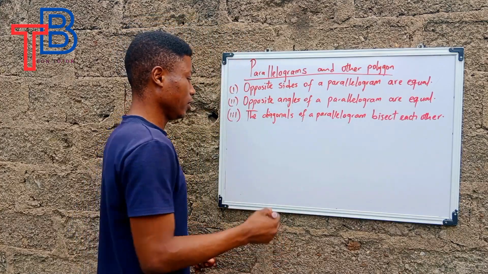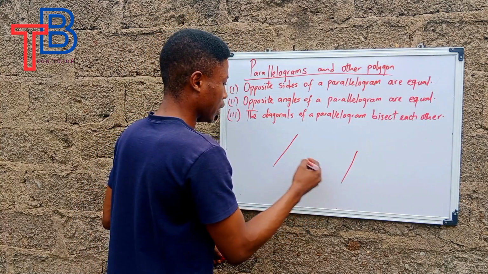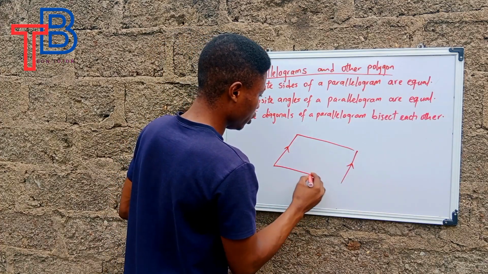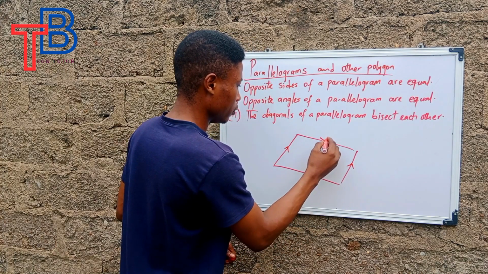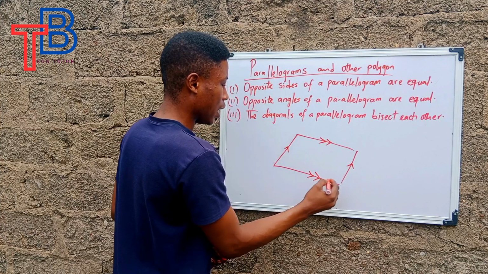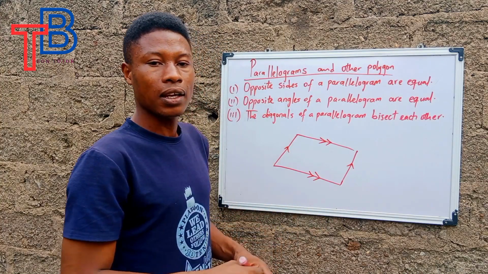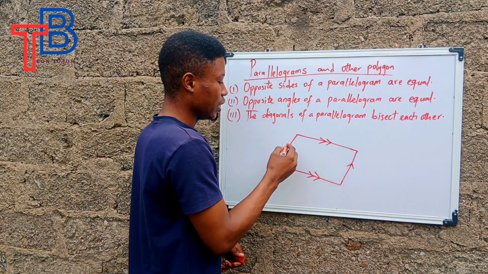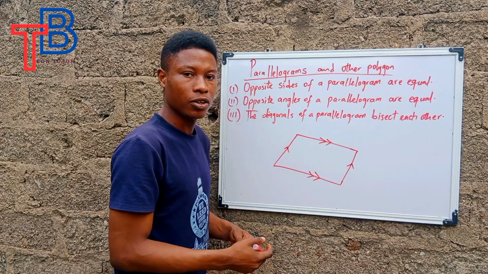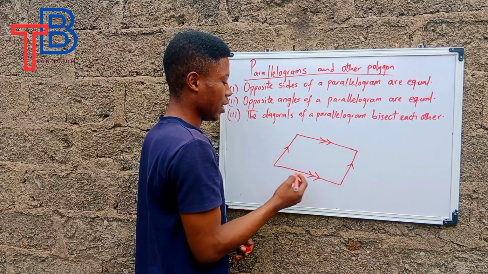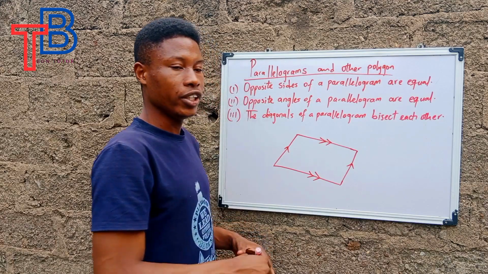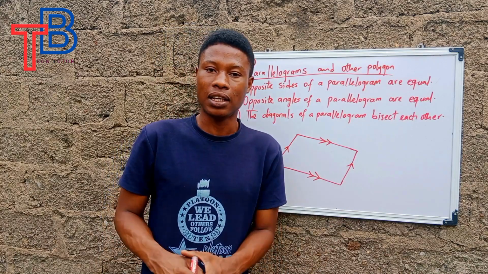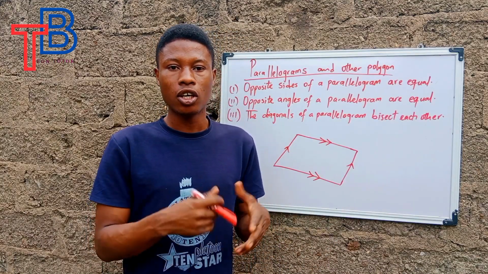What do I mean by that? It means you have two parallel lines opposite each other, and the two parallel lines will make a four-sided polygon. You can see from this shape here, the line here and the line here are parallel to each other, and also the line here and the line here are also parallel to each other. And these two pairs of parallel lines make a four-sided polygon.